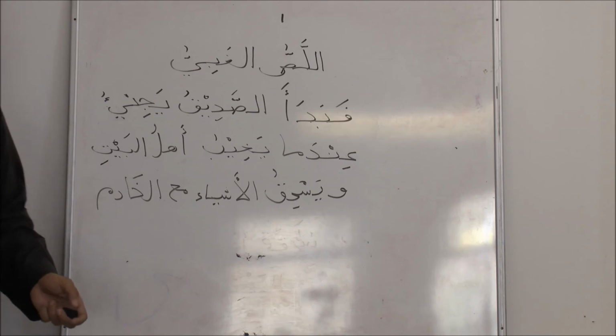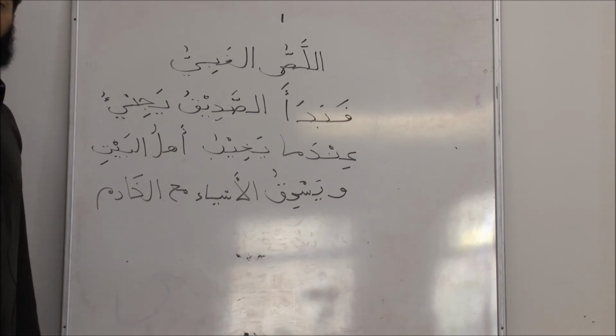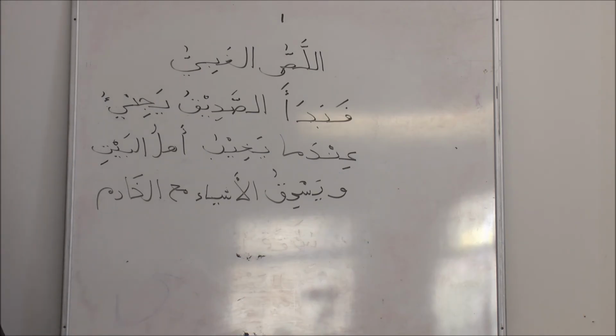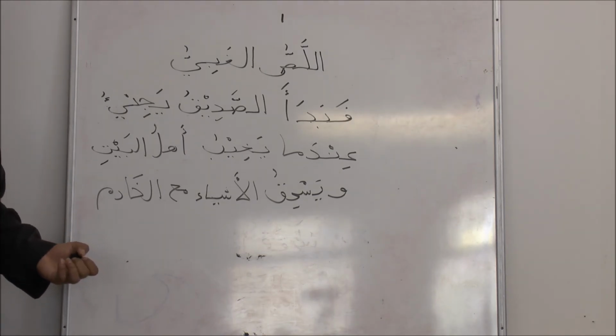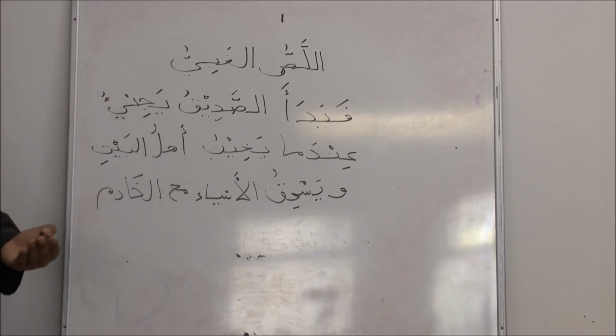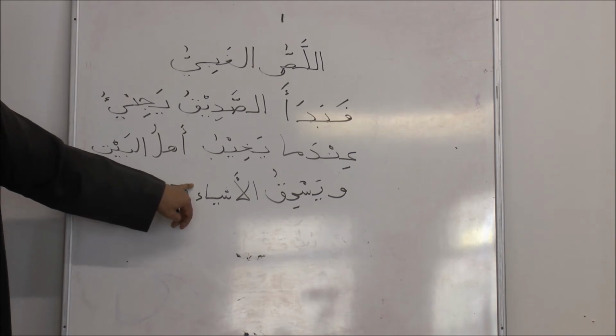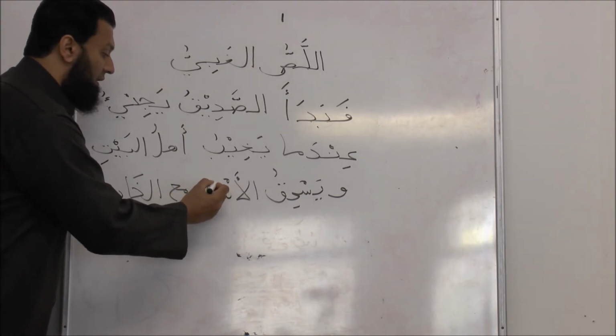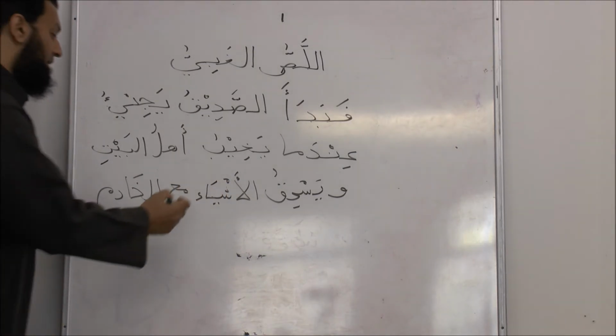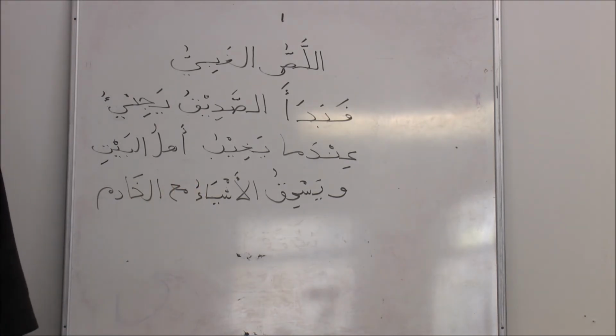Wa yasriqu. Ya Ahsan, what does yasriqu mean? Stealing. He, she, you, me. Yasriqu. He is stealing. Because ya comes with the third person. Right. Yasriqu, he steals. What goes on the Hamza here? Yasriqu al Ashia. Ahsan thinks, ooh. Ashia is.